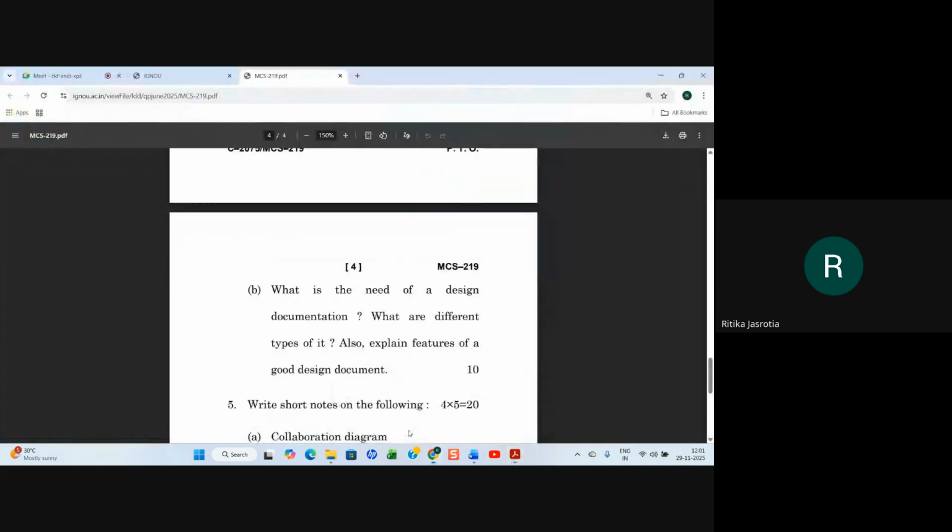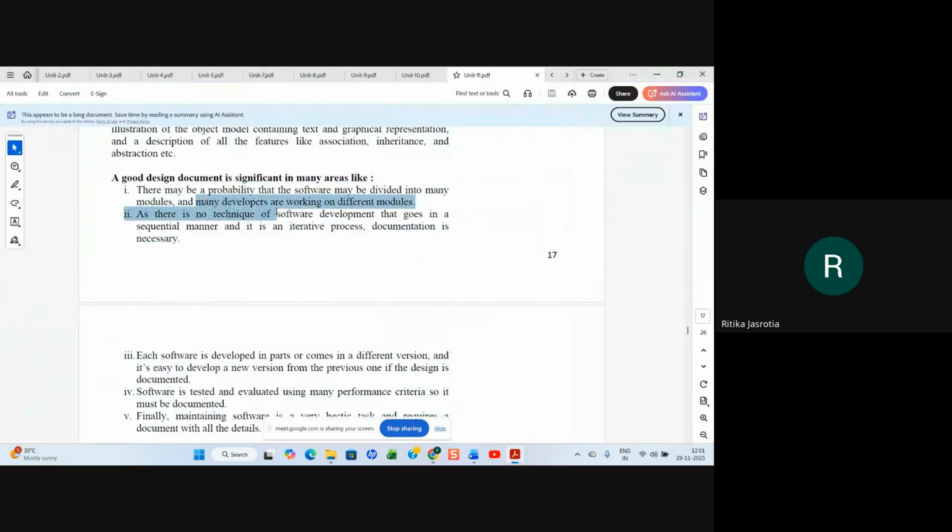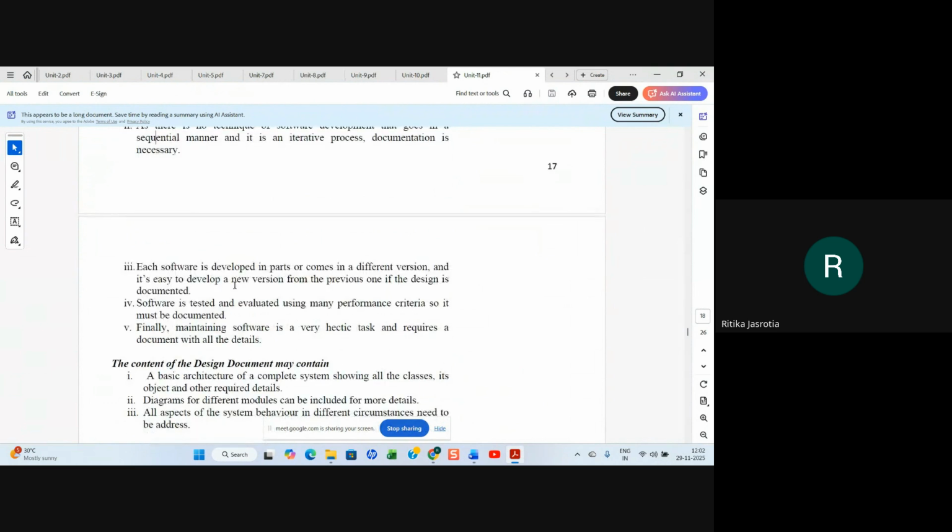The need for a design document is this: suppose there are many developers, or many modules. If one of the developers leaves and you are not documenting, it is a problem. If you have a design document, the new person who joins can understand what is there, right? All the things are not sequential, they are iterative, with repetition. So if the documentation is there, you may understand what all things are going on. So this is why it is there.